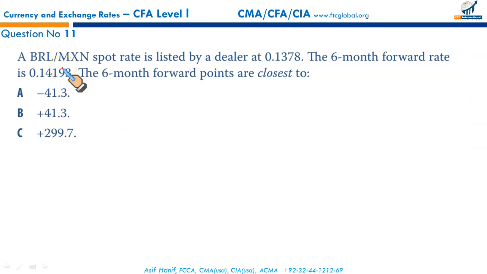Next, question number 11. A Brazilian real per Mexican peso spot rate is listed by a dealer at 0.1378. The 6 months forward rate is 0.14193. The 6 months forward points are closest to. Let us first see the difference between these two. It is 0.14193, the 6 months forward versus the spot.